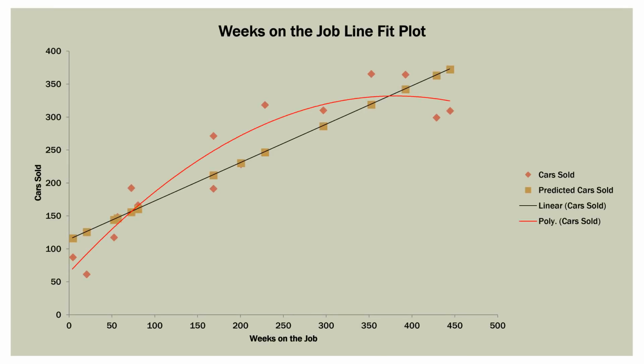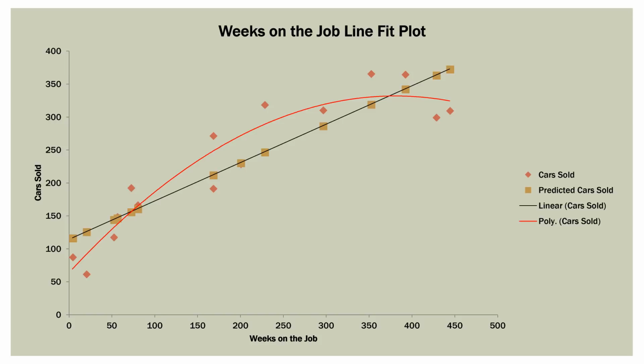So because of our concern about the shape of our residual plot, we're going to add a nonlinear model. There are several things going on here in this plot. First we have our linear model. That's a black line that goes from lower left to upper right. And then we have our predicted cars sold in the orange squares along that line.